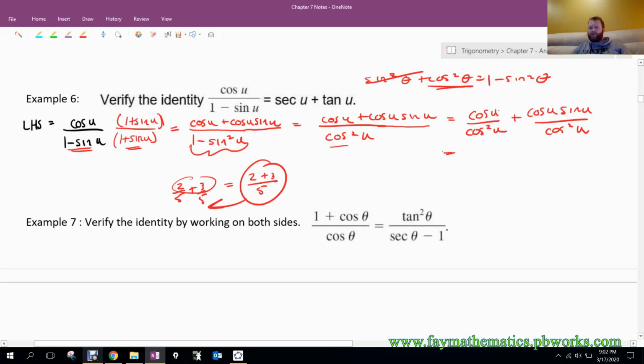Why would I do that? Well, what's cosine u over cosine squared u? Those are going to cancel, leaving me 1 over cosine u. Again, here I'll have a cosine u cancel, and it leaves me with sine u over cosine u. Well, what's 1 over cosine? Reciprocal is secant of u. Plus then this sine over cosine is tangent u, and that is your right-hand side.